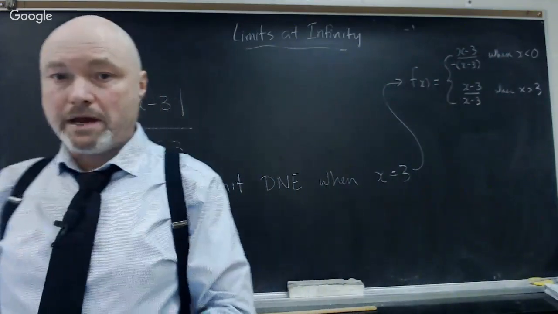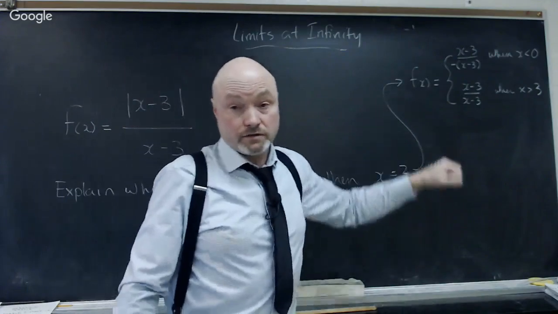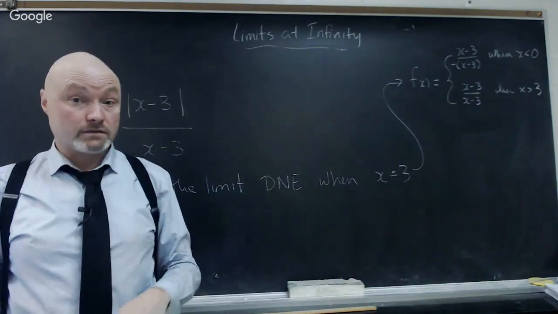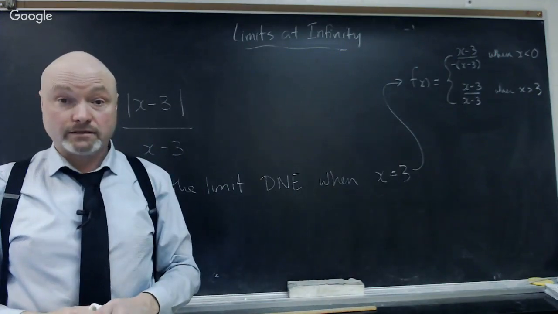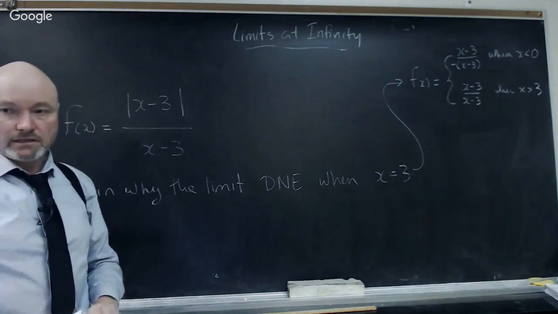And so that's turning an absolute value function into a piecewise function, just where the bottom changes sign inside the absolute value brackets. Okay? So it'll be fairly simple. Explain why the limit doesn't exist for that function.